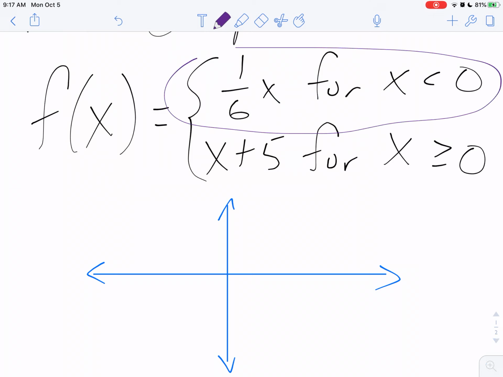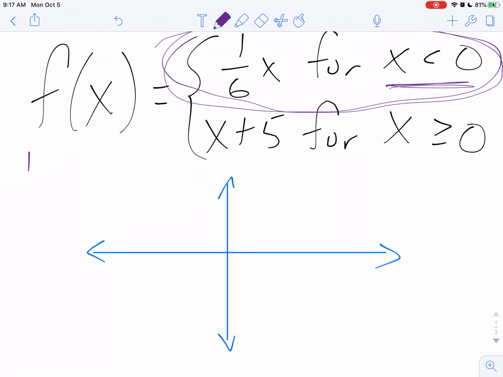So I'm going to start with this top one. Obviously, it's x is less than 0. 1/6 x is just a line, right? Both of these are lines. So think of this as y equals mx plus b. Well, this has a slope of 1/6 and a y-intercept of 0.